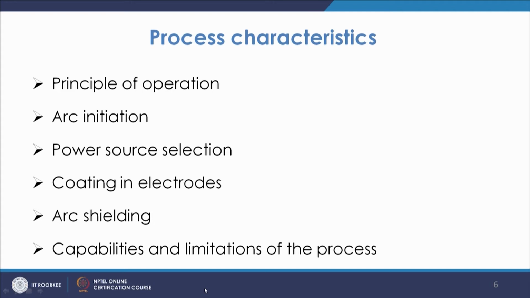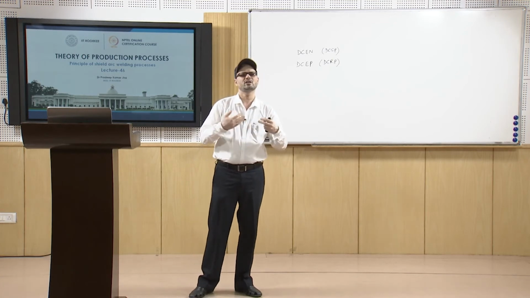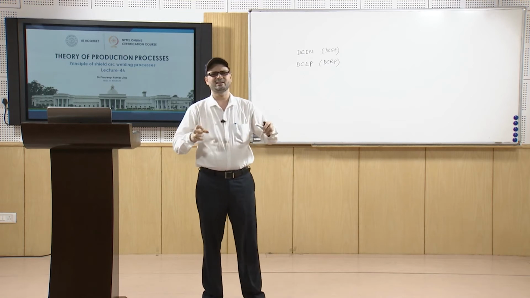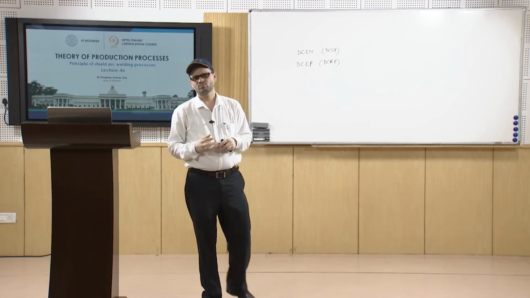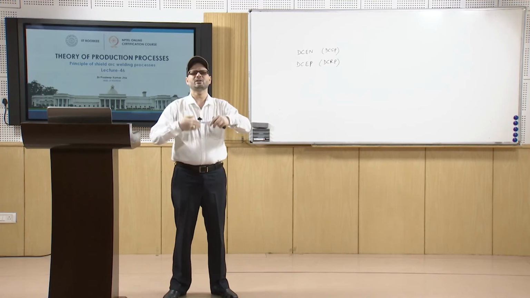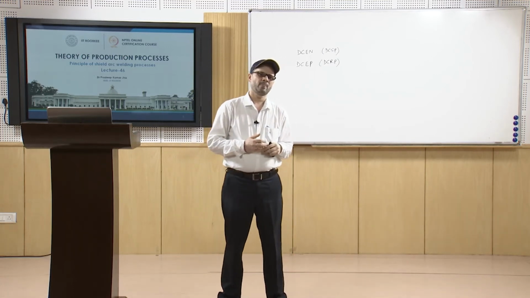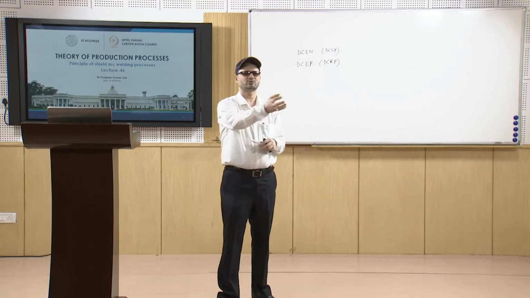Now we talk about the process characteristics. The first is the principle of operation. Principle of operation means the principle of creation of the arc. We have already understood that when you connect the work and the electrode, one is connected to the positive power source and the other to the negative.